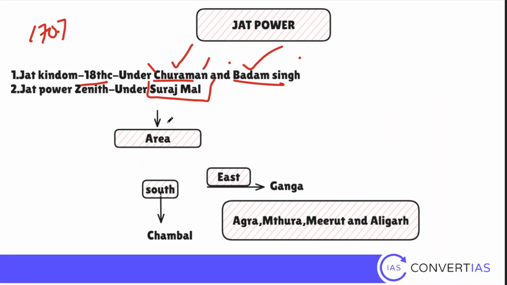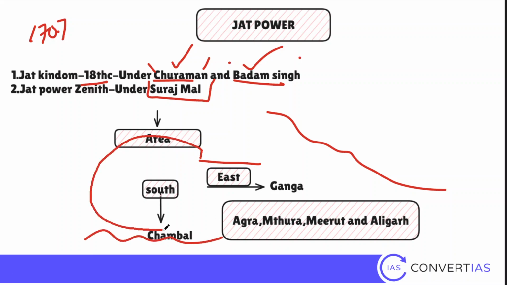Now during that time, look at the regional extent. To the east, they went till Ganga. To the south, they went till Chambal. So they had quite an area under their control. The central Indian region, the modern day Madhya Pradesh, Uttar Pradesh region, that was under their control. And this was happening under the leadership of Churaman, Bharat Singh and Surajmal. Now it covers major cities like Agra, Mathura, Meerut and Aligarh.